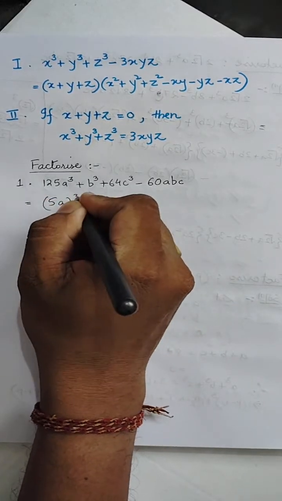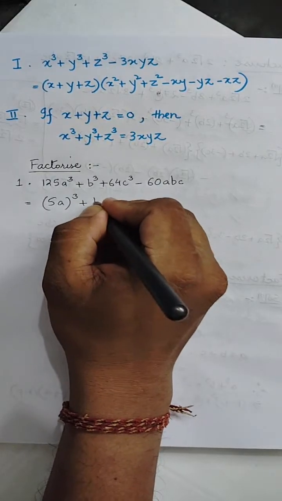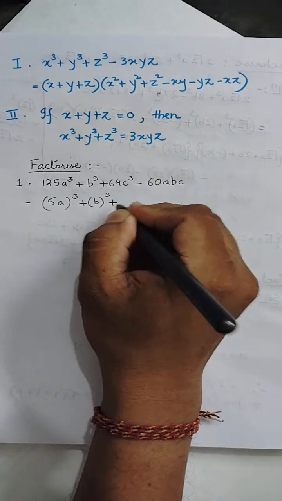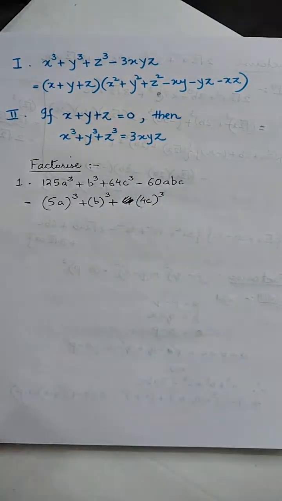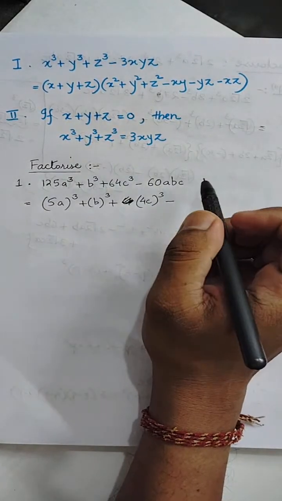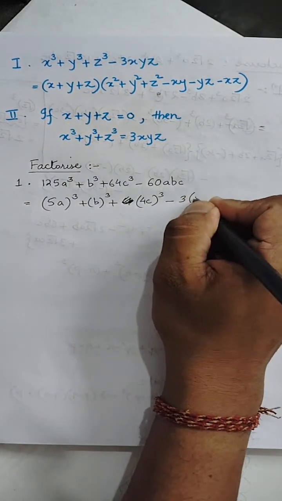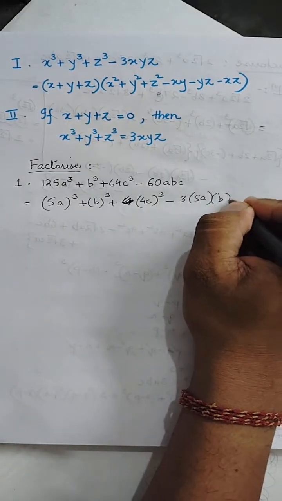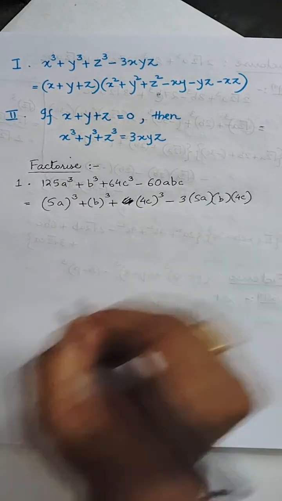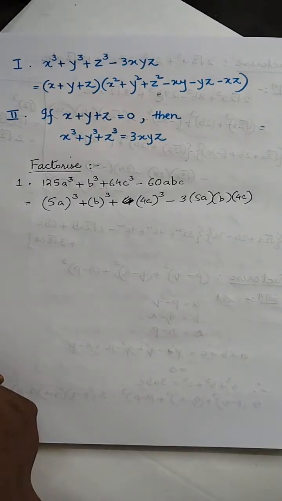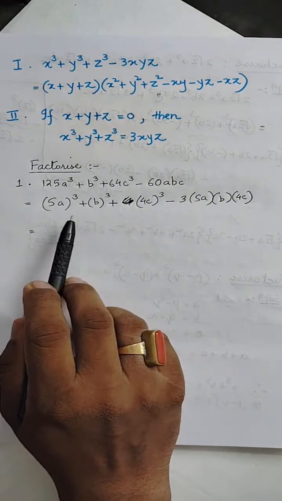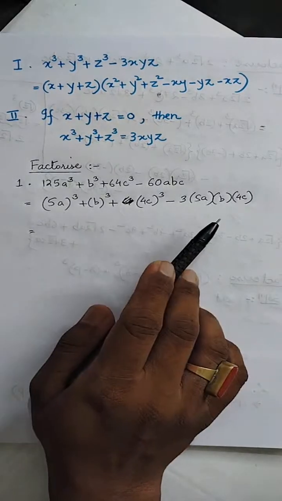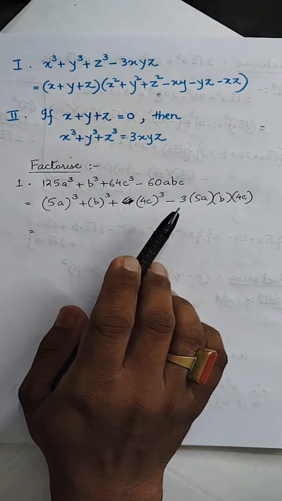5a whole cube plus b whole cube plus 4c whole cube and minus 3 into 5a into b into 4c. Okay, so we have broken down the expression in the following way. Then we will expand this one.